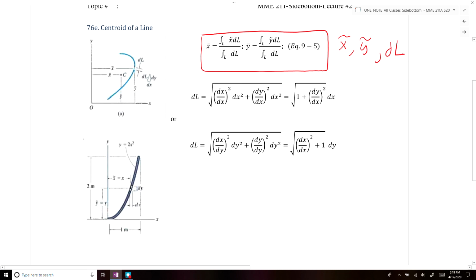So typically our x tilde and our y tilde will almost always be equal, because the differential line element is such a small length, to just x and y. And then our dL element we can define using either of these two equations here.